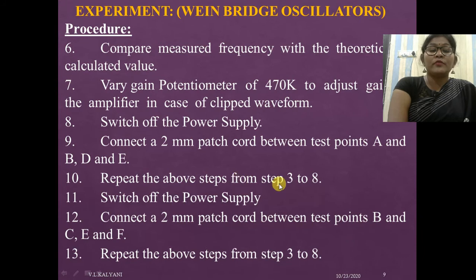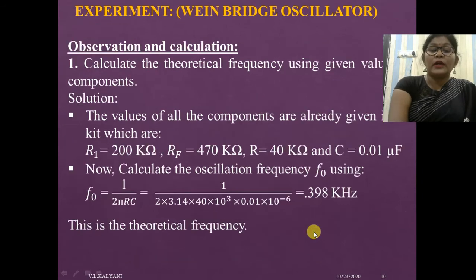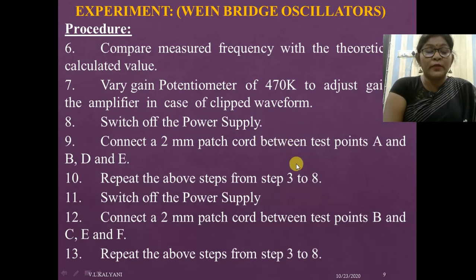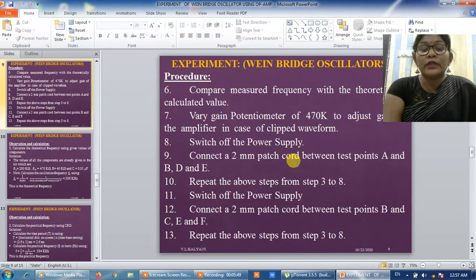Repeat the above steps from step 3 to 8. Switch off the power supply and connect 2 patch cords between test points B and C, E and F. Repeat the above steps also. According to this procedure, you can connect all the circuitries that are given in the analog board. So now let's perform the experiment of the Wien bridge oscillator.